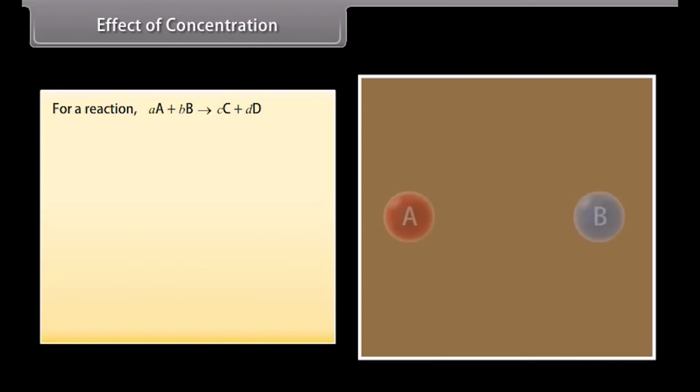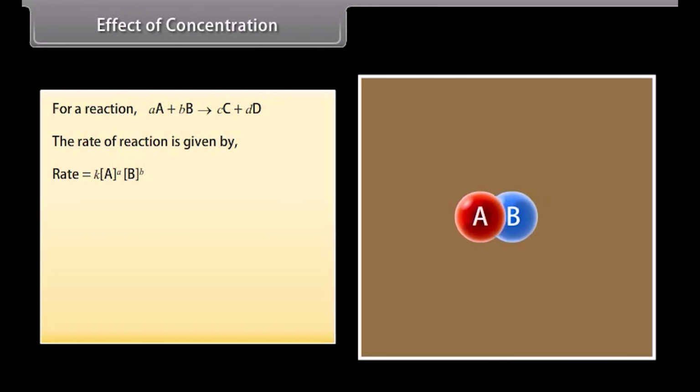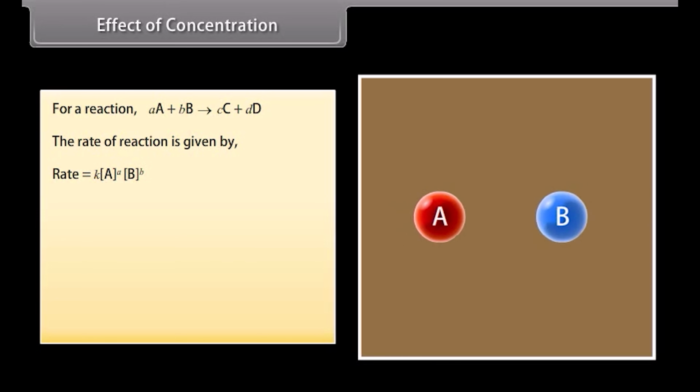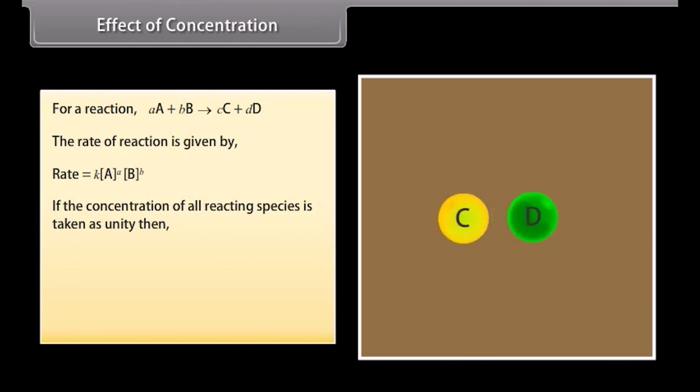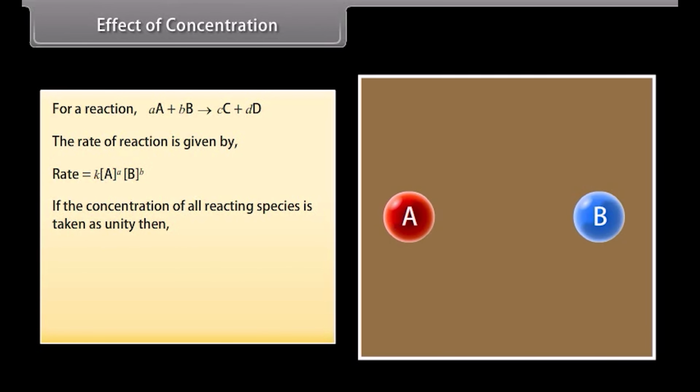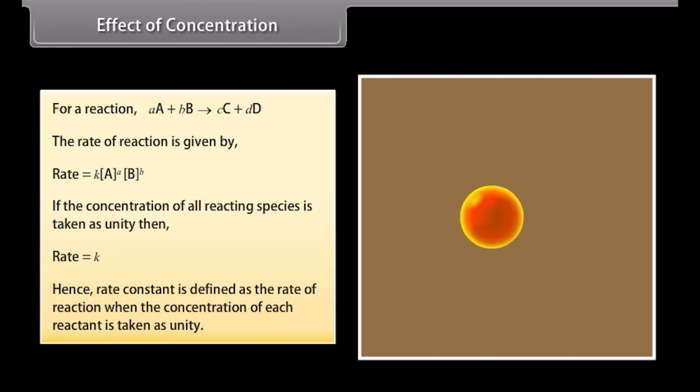For the given reaction, rate of a reaction is equal to the product of k, A raised to the power a, and B raised to the power b. If the concentration of all reacting species is taken as unity, then rate is equal to k. Hence, rate constant is defined as the rate of a reaction when the concentration of each reactant is taken as unity. Rate of reaction versus rate constant.